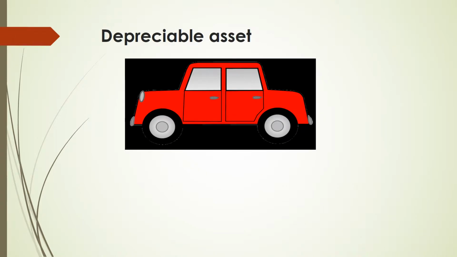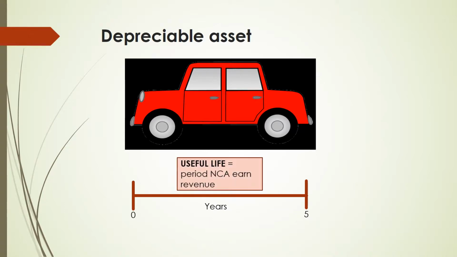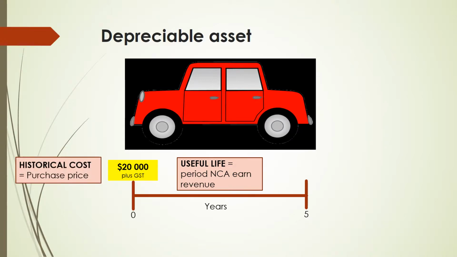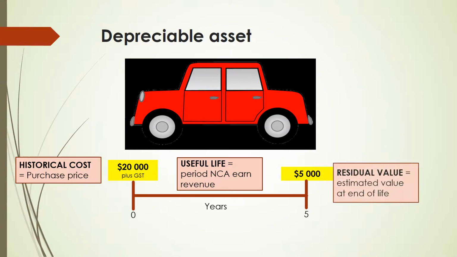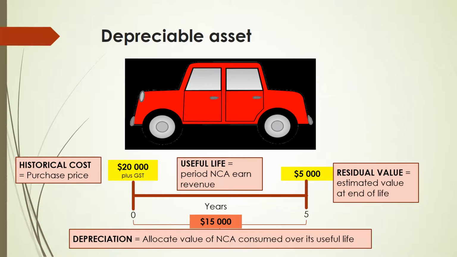A car is an example of a depreciable asset. Let's assume that this car has a useful life of 5 years. In other words, we are expecting that this car will be used within the 5 years to earn revenue for the business. Assuming we bought the car for $20,000 plus GST, this would therefore be the historical cost, which is the purchase price. At the end of the 5 years, we are estimating that there will be a residue value of $5,000. So over the years, we would have depreciated the car by $15,000. In a way, we are allocating the value of the non-current asset consumed over its useful life totaling to $15,000.